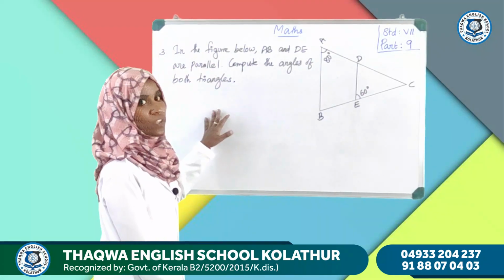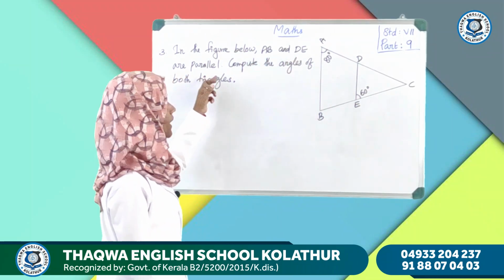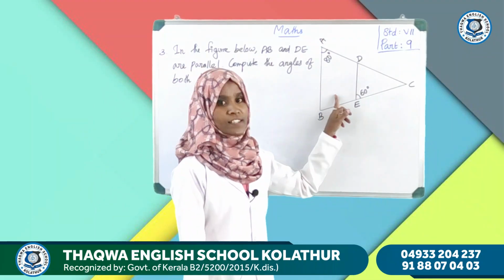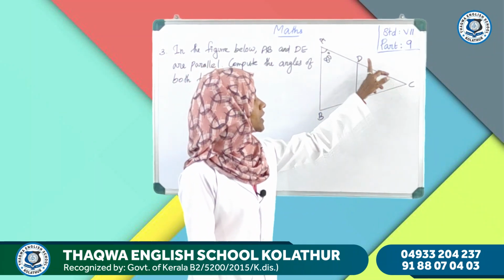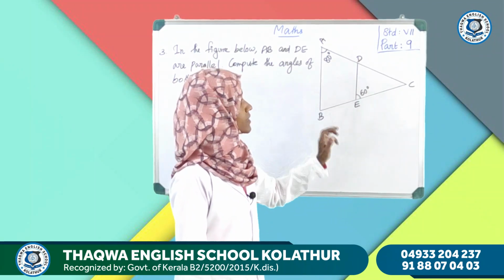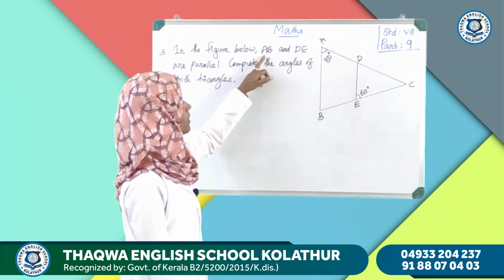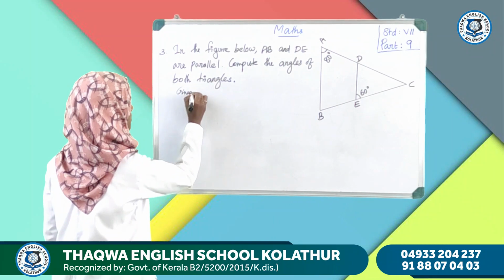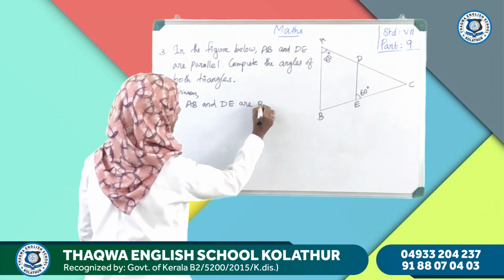Third question. In the figure below, AB and DE are parallel. Compute the angles of both triangles. Which are the triangles in this figure? Triangle ABC and triangle CDE. We are given angle A 80 degrees, then angle CED 60 degrees. What is the given condition? AB and DE are parallel.